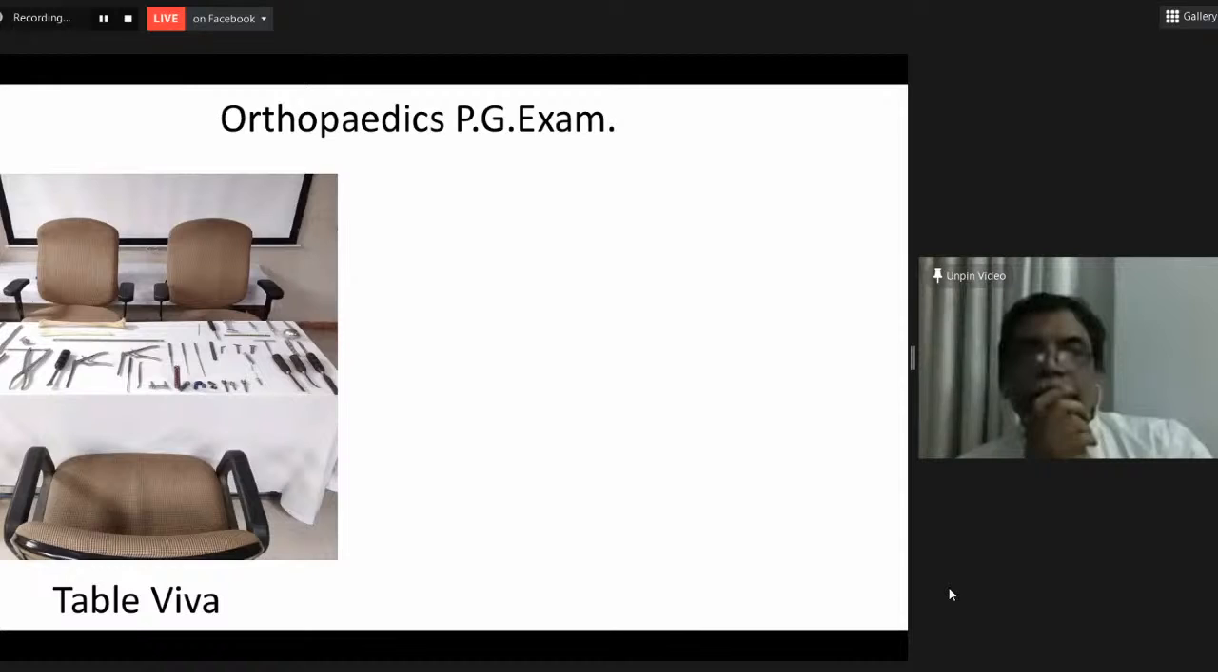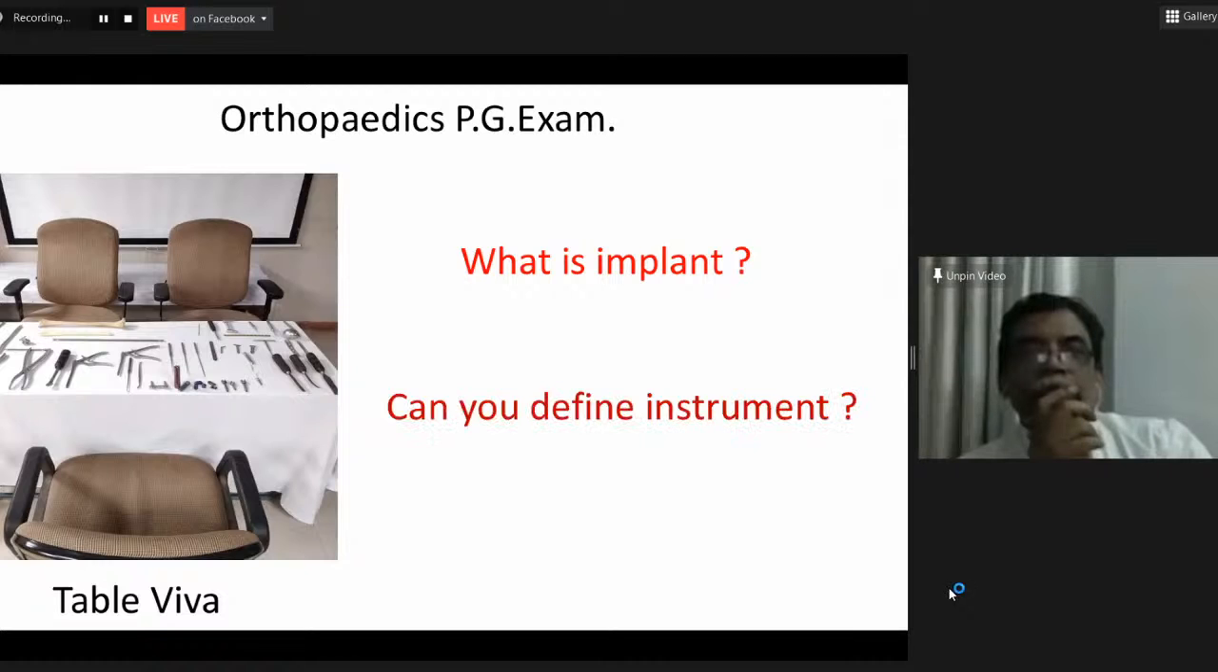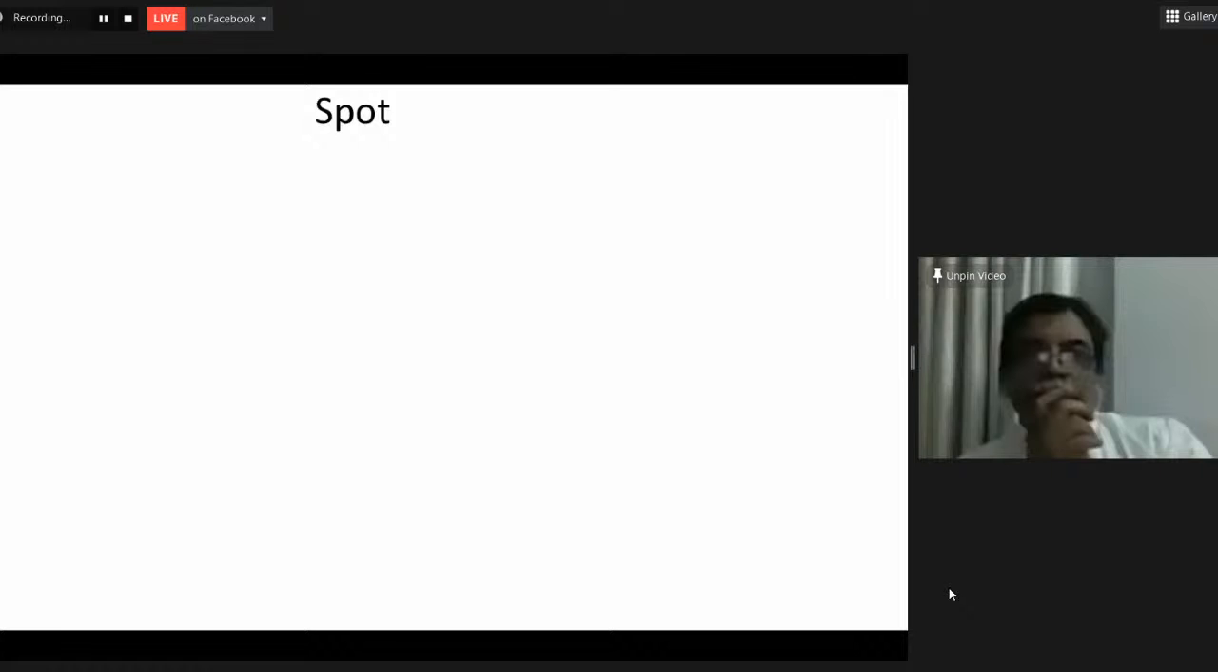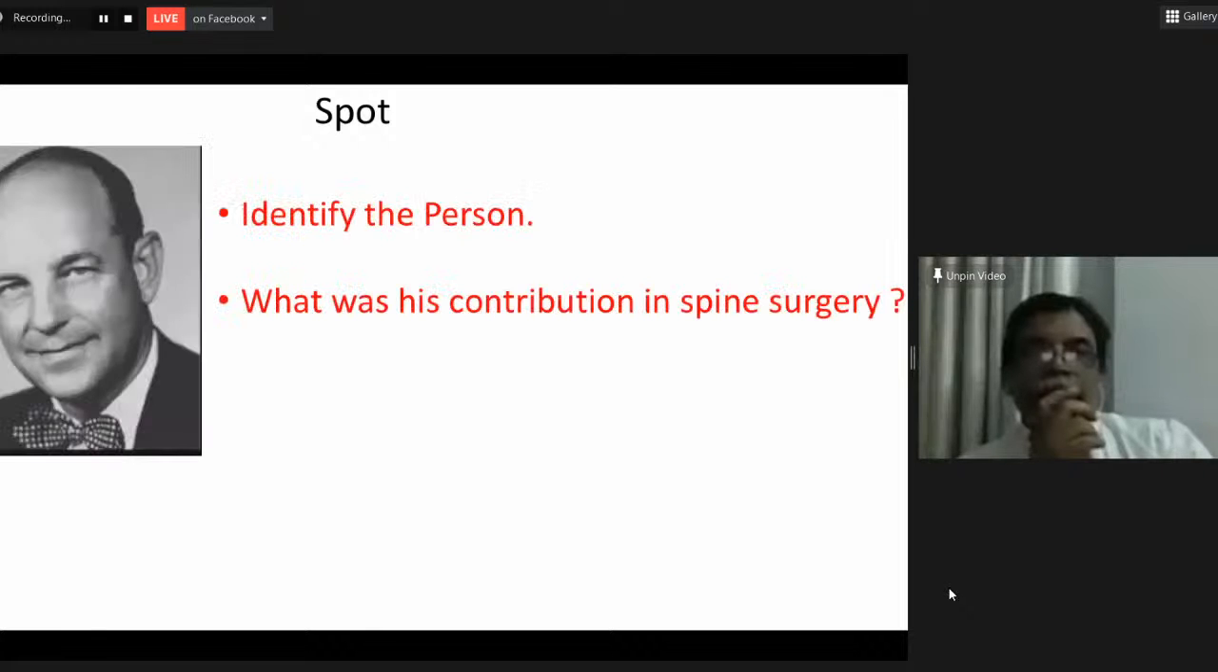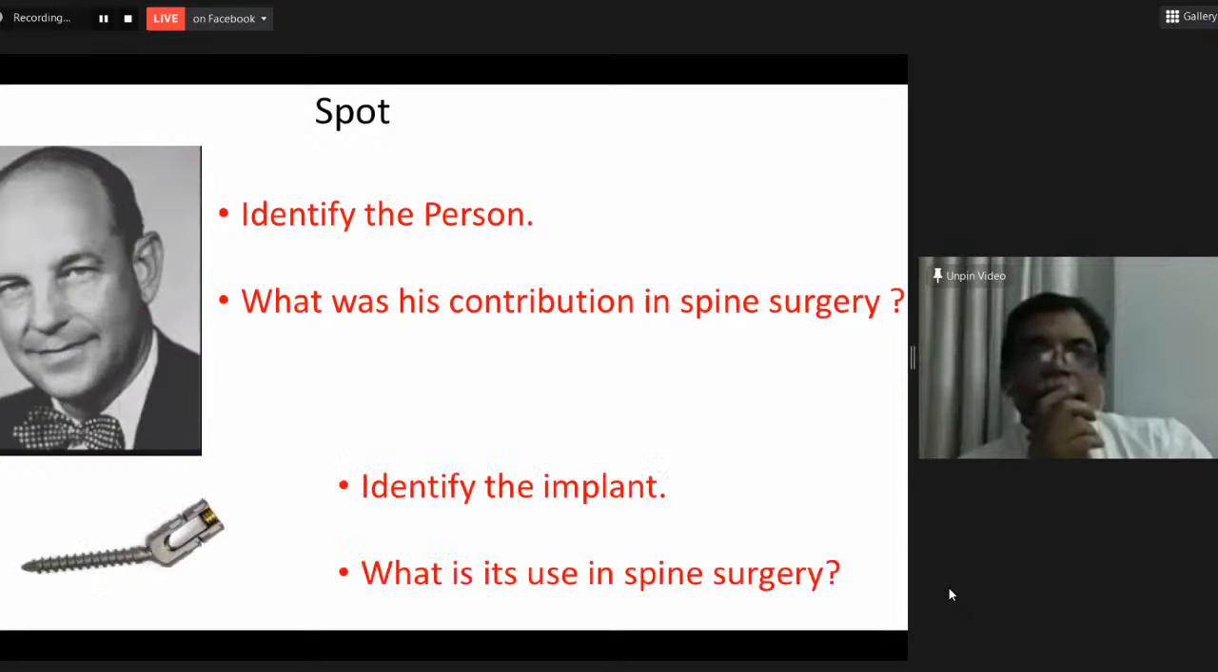When you sit in front of the examiner, you start gauging all the implants kept there, and you start looking at the screws and these implants, and suddenly the question comes, what is an implant? And you are not ready with the answer. Then on top of it, you are asked, can you define an instrument? And you feel that you are not able to form a sentence to describe this. So this is important to know. Then you also have a spot where you are asked, identify the person, what was his contribution in spine surgery. The second spot may be, identify this implant, what is its use in spine surgery.